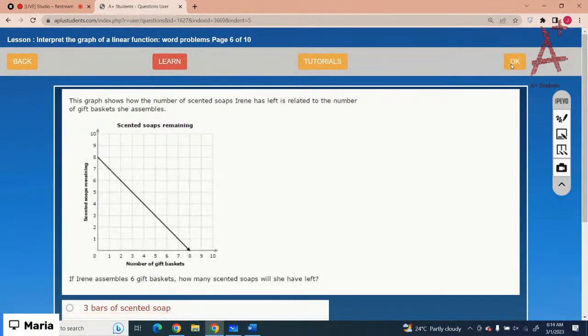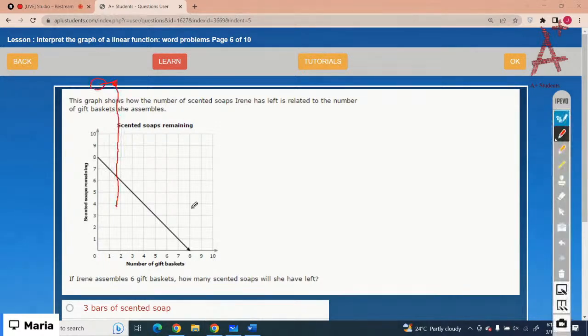Okay, the graph shows how the number of scented soaps Irene has left is related to the number of gift baskets she assembles. If Irene assembles 6 gift baskets, how many scented soaps will she have left? So number of gift baskets is on the x-axis, and on the y-axis we have scented soaps. So you have 6 baskets. That means if she assembles 6 gift baskets, she's left with 2 scented soaps. Got it? So the correct option is 2.